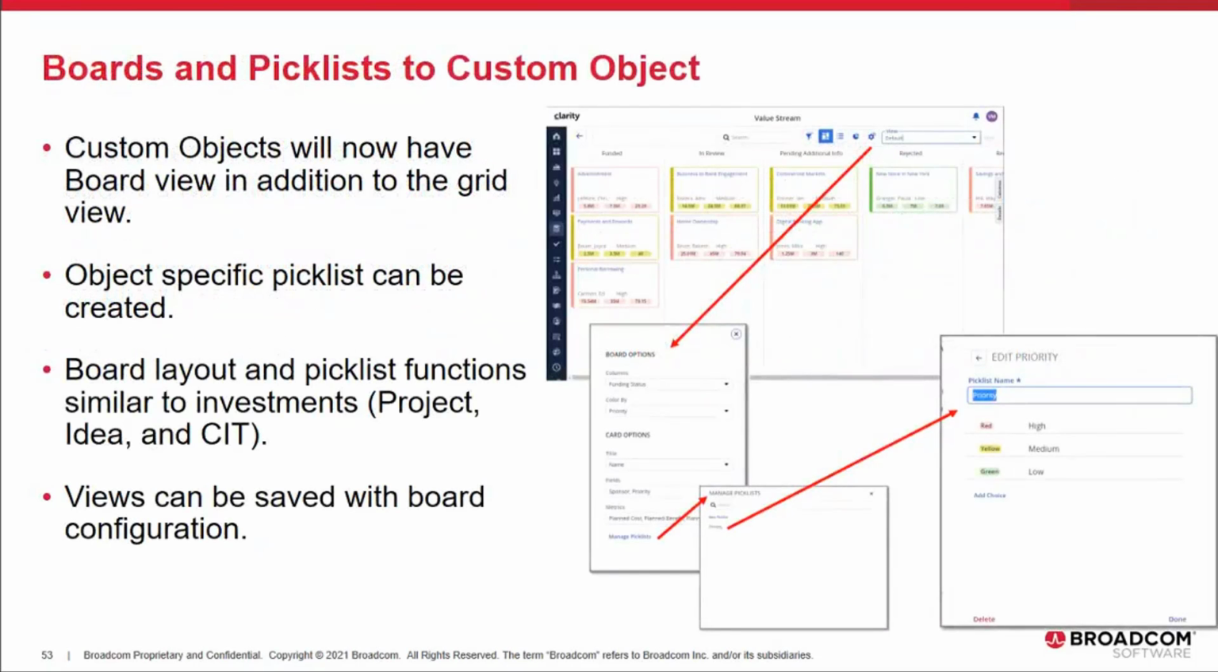The first is the boards and pick list. So starting this release, you will now have the option to see the data in a board view. You will also have the option to define pick list for your object, the custom object itself. The board layout and pick list functions will work very similar to how it does in projects, ideas and CIT, and views can be saved with the board configuration. So it's a very similar functionality, but now just available in custom objects.